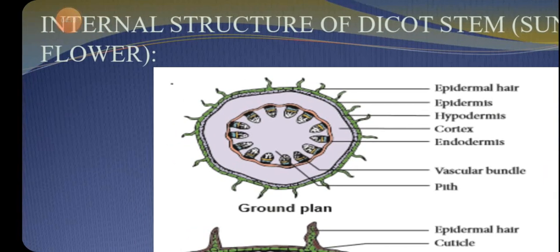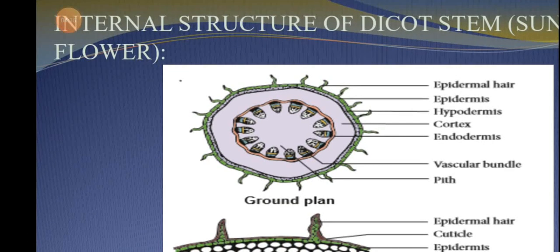We took the sunflower plant. The outer region has epidermal hairs, attached to the outer layer, the epidermis. Below that is the hypodermis. Then the largest space, in which many cells are present, is the cortex. The innermost round layer is the endodermis. In the endodermis many vascular bundles are attached, and inside the vascular bundles a large center region is present, that is the pith. These are some of the parts present in the dicot stem.